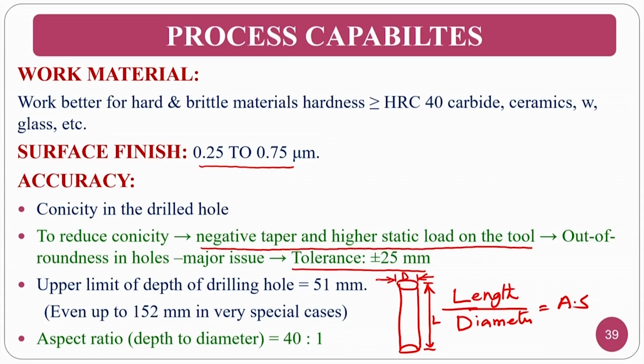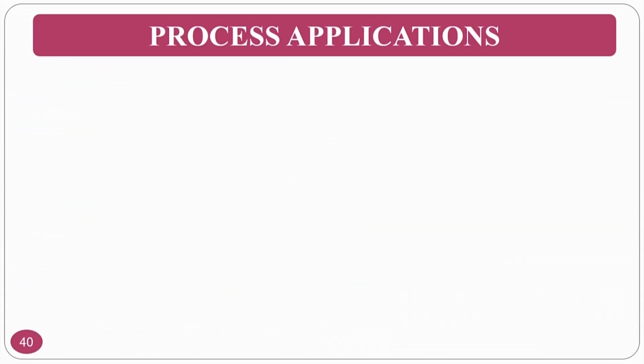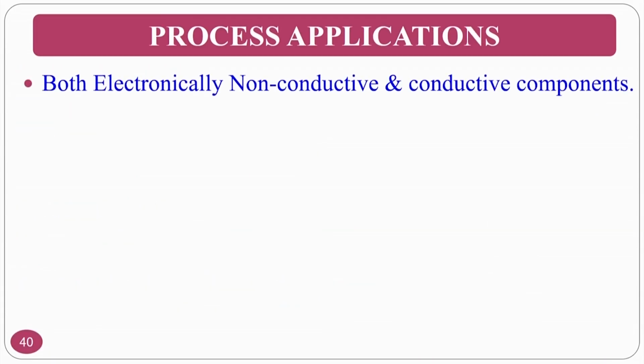Okay. So, this is nothing but the aspect ratio. Some of the other process applications, if you see, both electrically conductive and non-conductive components can be done using this particular process. In electrical discharge machining and other processes, you can do only electrically conductive materials.